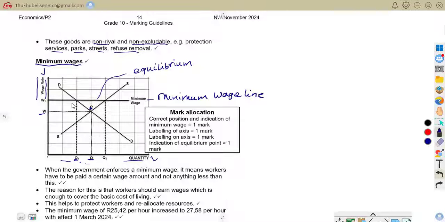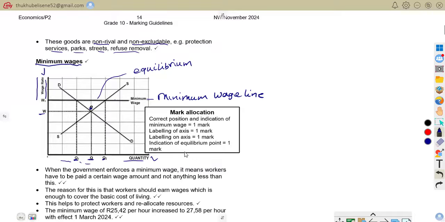Q1, they are here. So it shows that employers demand less labor because now they are not allowed to pay less than that amount shown. So the quantity of labor is going to be reduced. But if you come to Q2 here, that is where it shows that more workers are willing to work.